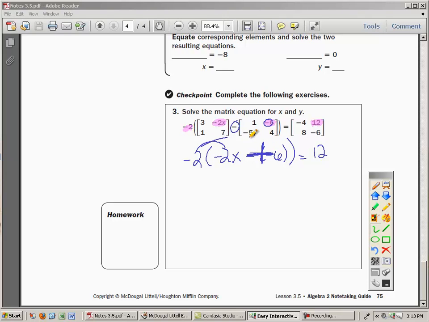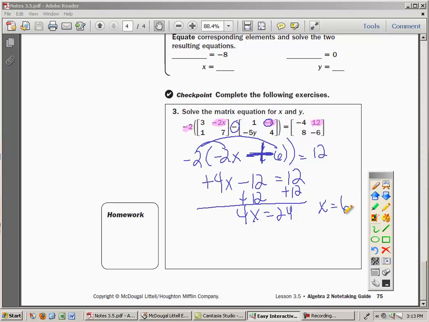Now go ahead and distribute. Positive 4x, because negative 2 times negative 2x is positive 4x. And negative 2 times 6 becomes negative 12, is equal to positive 12. To get rid of negative 12, we're going to add it to both sides. 4x is equal to 24, and so x is equal to 6.